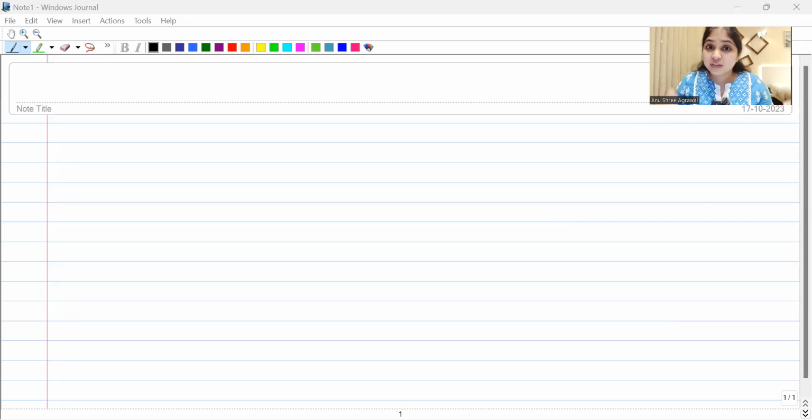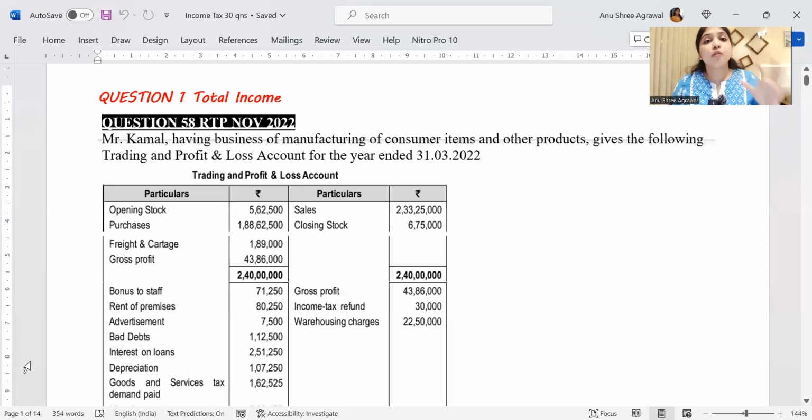All right. Now we will be going chapter wise. We will be going chapter wise one after the other. We will be starting off with total income. I know you must have thought the total income will come towards the end, but I want to start off with total income because here itself multiple questions will get covered.